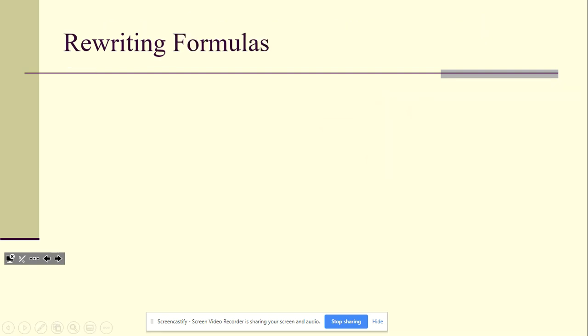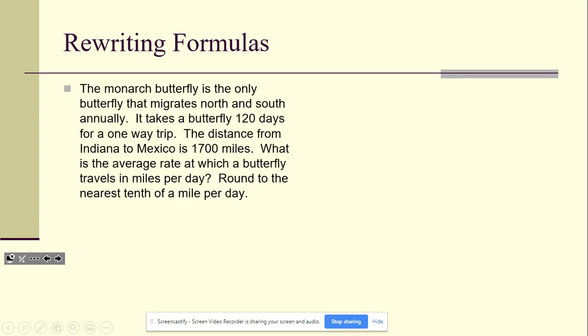And finally, let's take a look at again a rewriting formula example. Write this question down. Pause the video at this point to give yourself a chance to write it down and do the question on your own. Notice, of course, that there is just one question. It's right here. And again, notice the instructions for the last part to round it to the nearest tenth of a mile per day. Pause the video at this point.